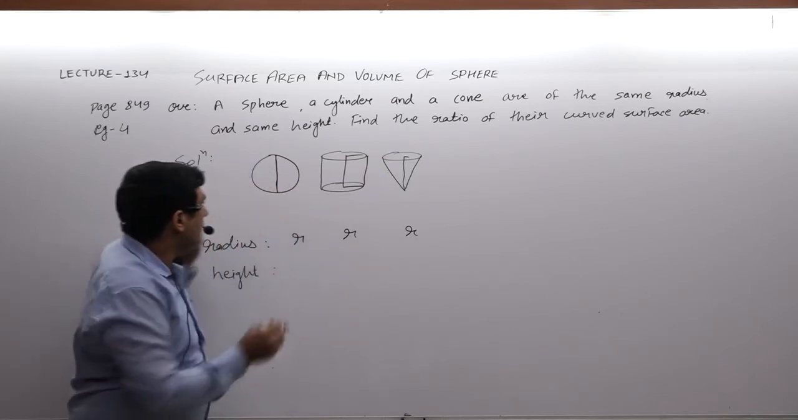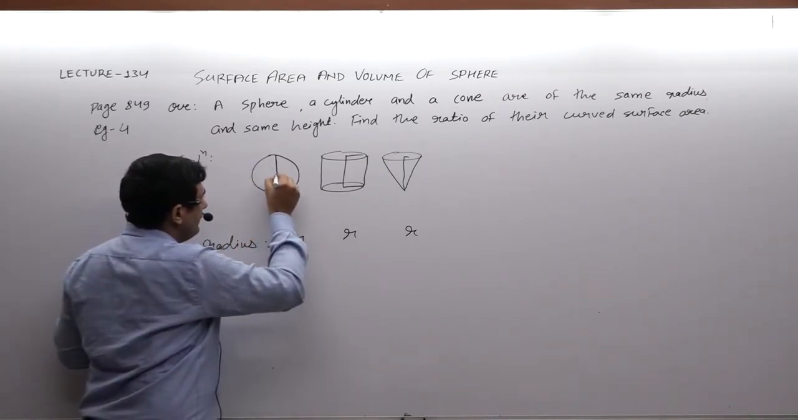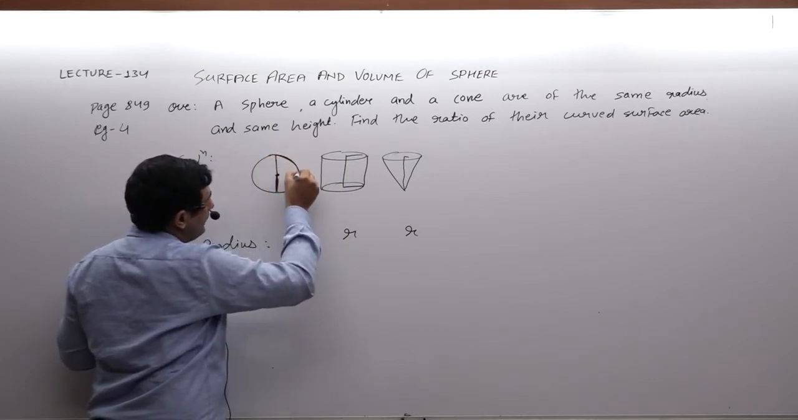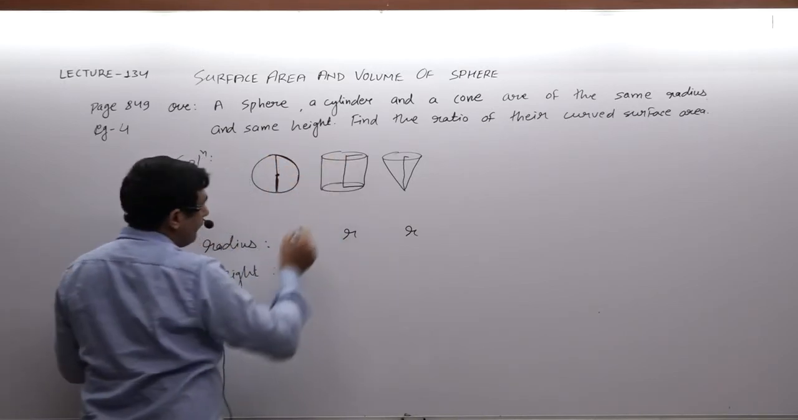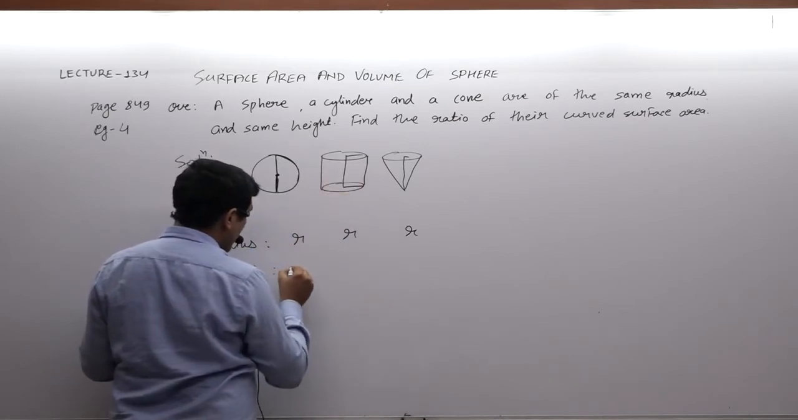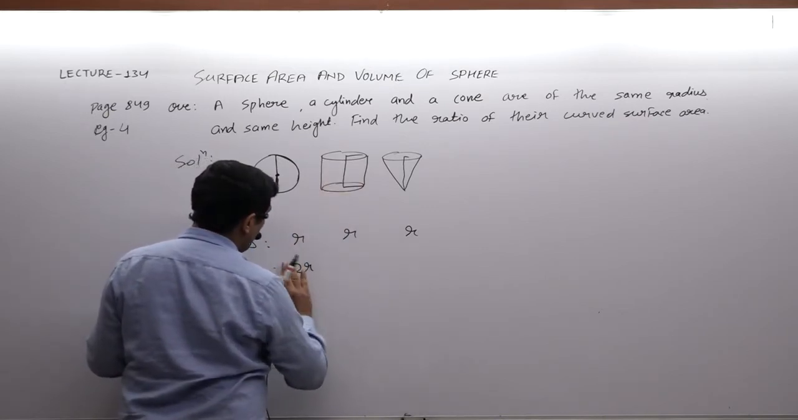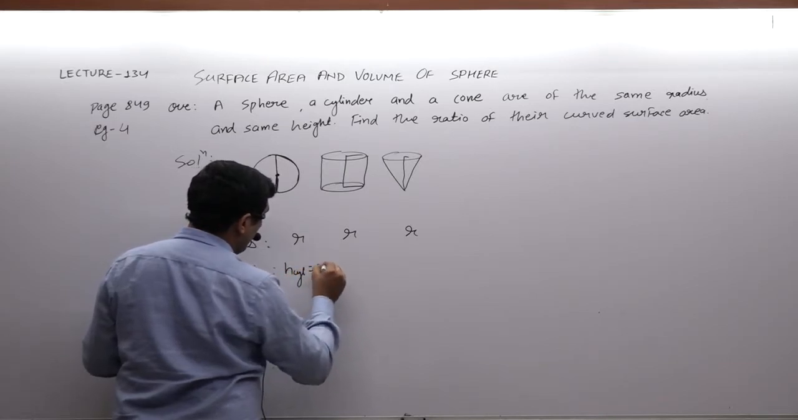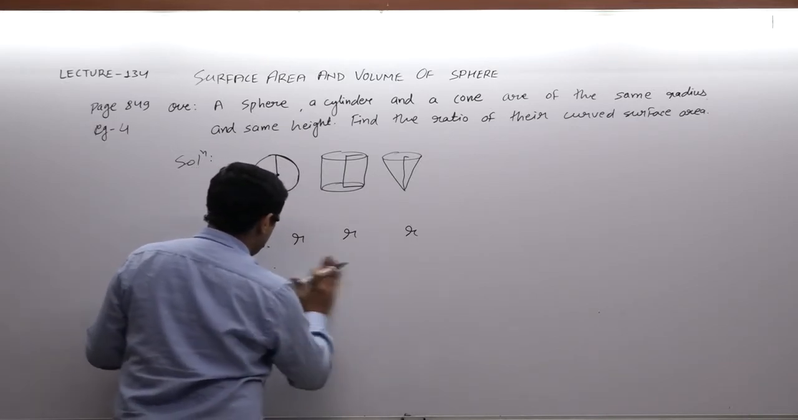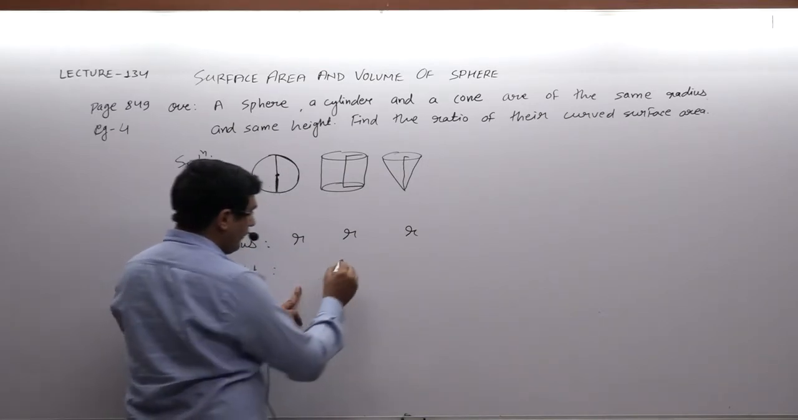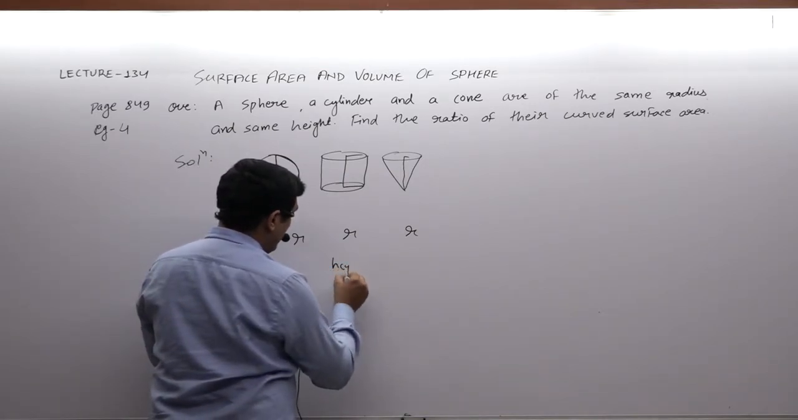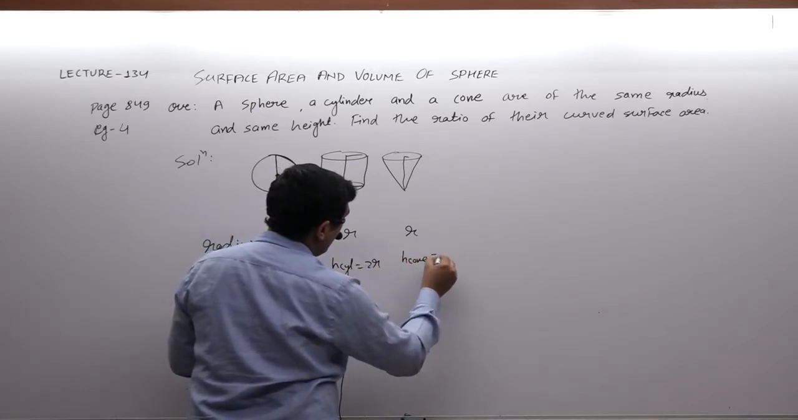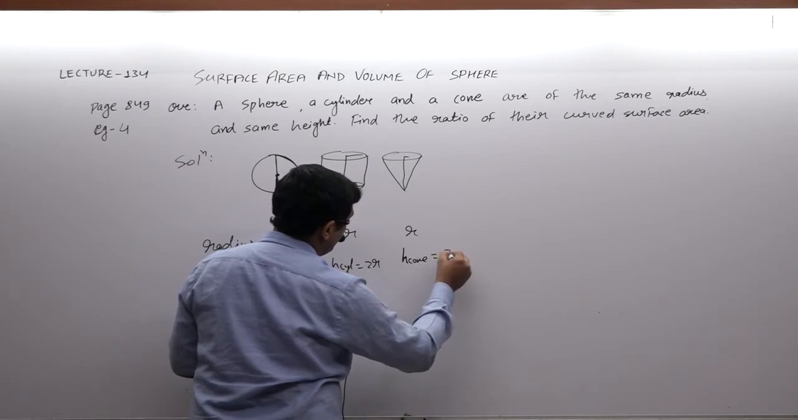It means, see, this is radius. This much is radius. So height of the sphere I can say is 2r. That means height of cylinder must be 2r. Okay, here I am writing h of cylinder is 2r. There is no need of height here. Height of cylinder is equal to 2r and height of cone is again equal to 2r.